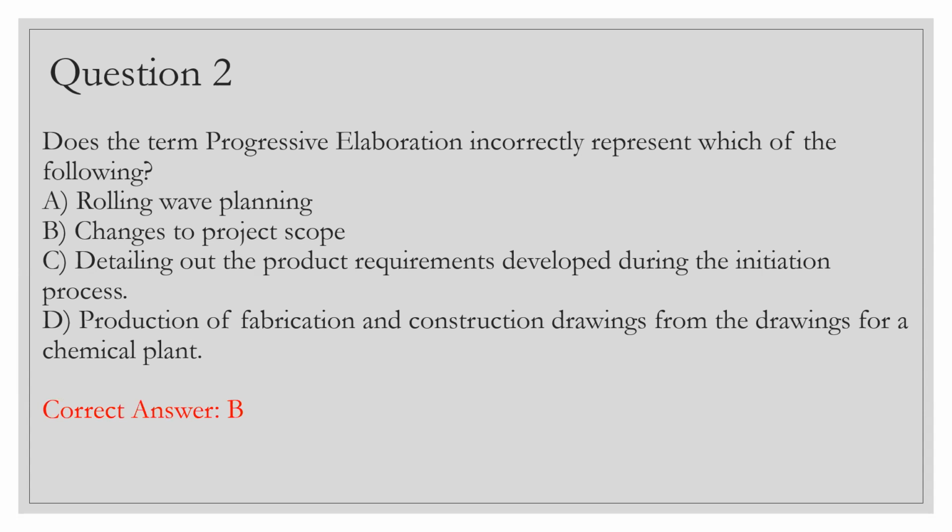Rolling wave planning is actually equal to progressive elaboration. It is one of the secondary terms we use to represent progressive elaboration. Similarly, detailing out the requirements of the product, like double clicking on them as we progress, is progressive elaboration. And production of fabrication and construction drawings from the drawings for our chemical plant is also progressive. You're getting into more details as you move further, but not exactly changes to project scope.